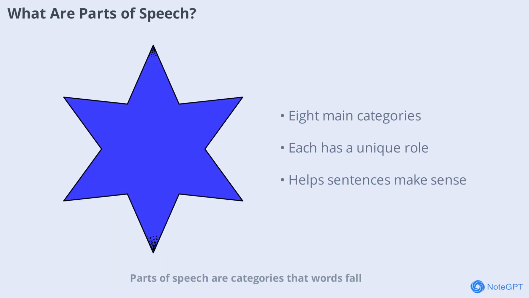Parts of speech are categories that words fall into based on their function in a sentence. Think of them as the roles actors play in a movie. Each one has a unique job that helps the sentence make sense. There are 8 main parts of speech: noun, pronoun, verb, adjective, adverb, preposition, conjunction, and interjection. By understanding these categories, you'll be able to identify and use words more effectively in your writing and speaking.